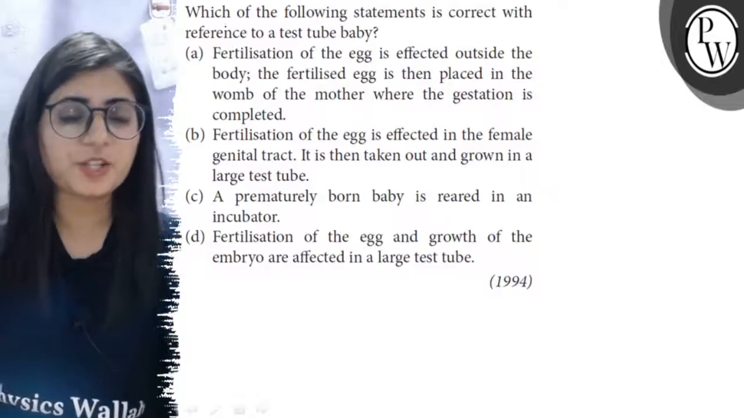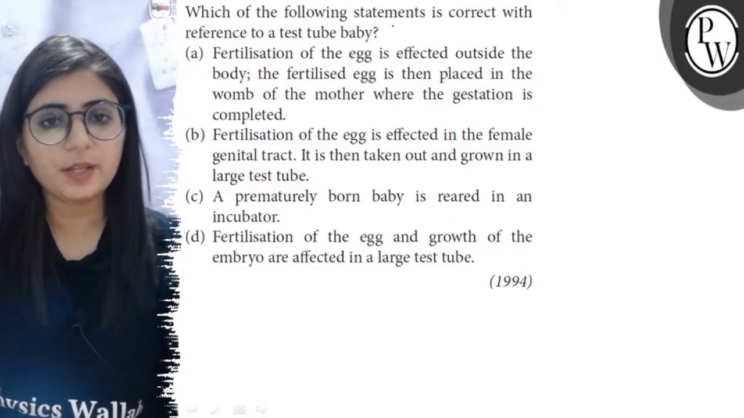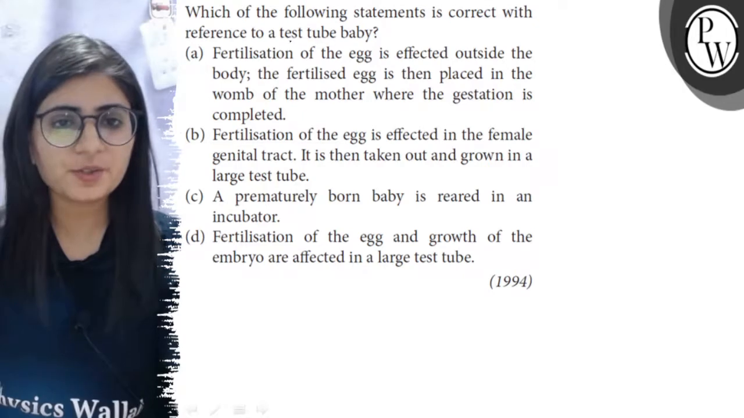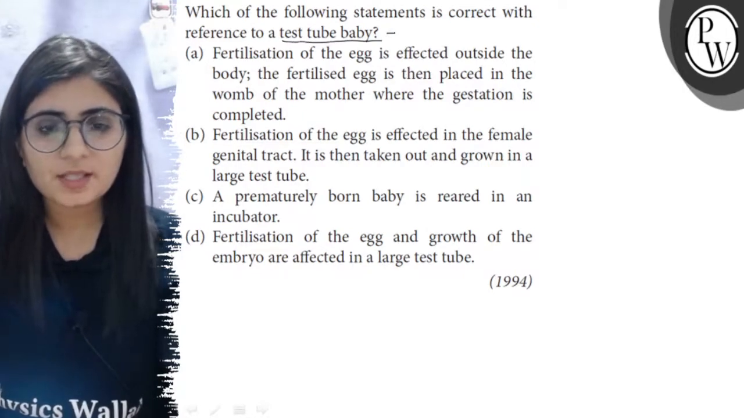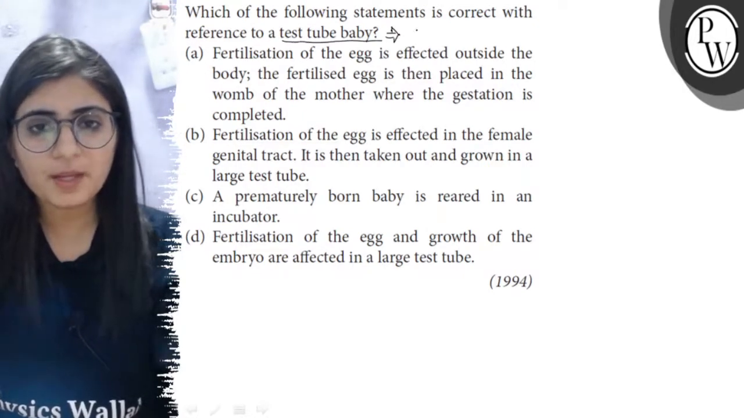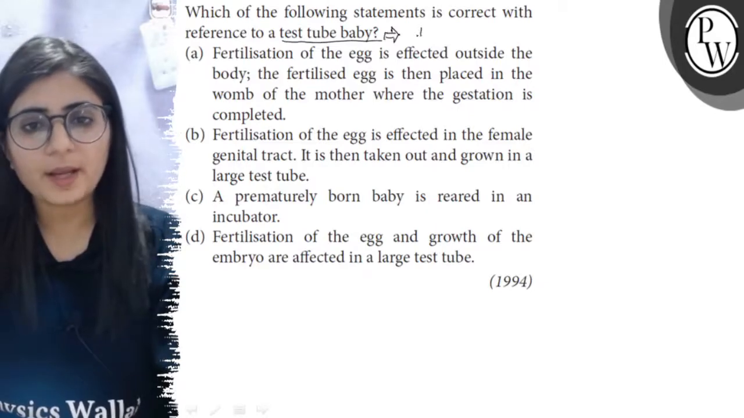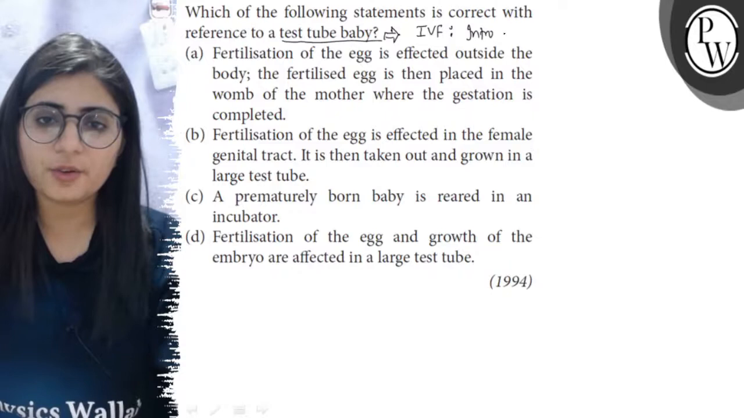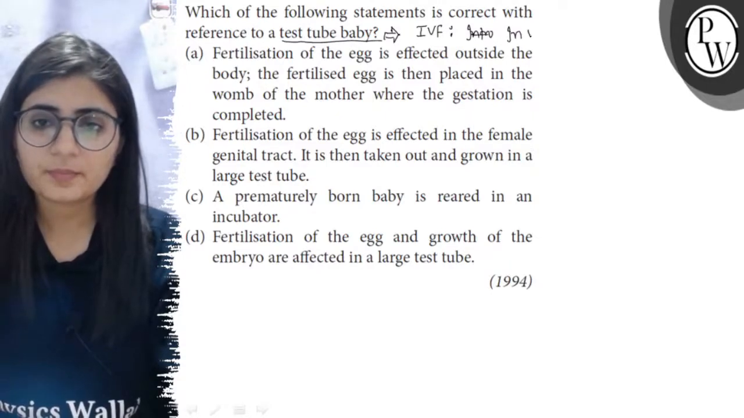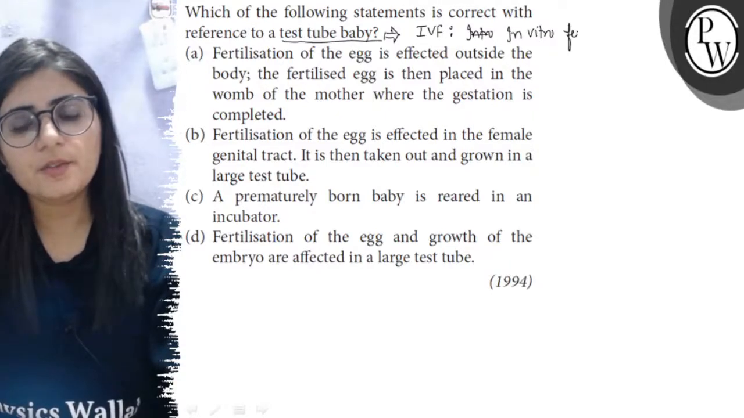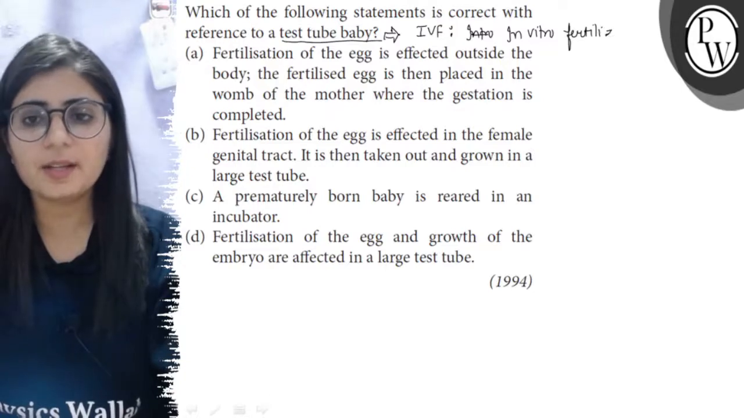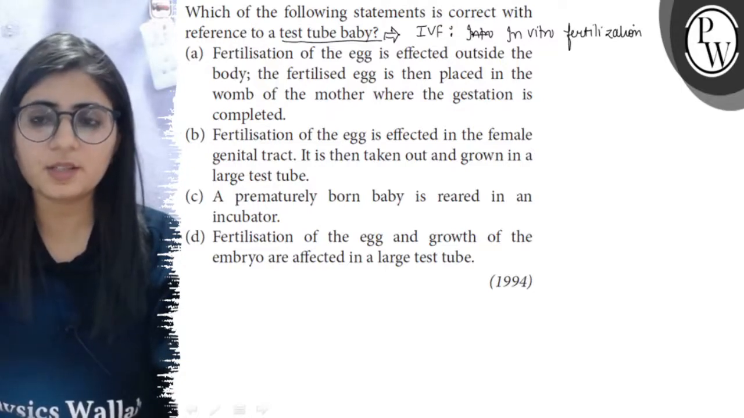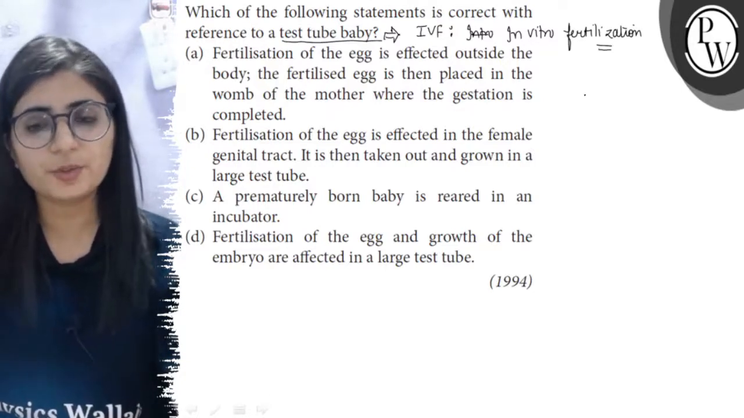Hello bachcho, the question is which of the following statements is correct with reference to a test tube baby? So a test tube baby is a baby which is formed by the technique of IVF, and IVF stands for in vitro fertilization. In vitro means in the laboratory in a test tube under controlled conditions which are similar to the conditions in the uterus.